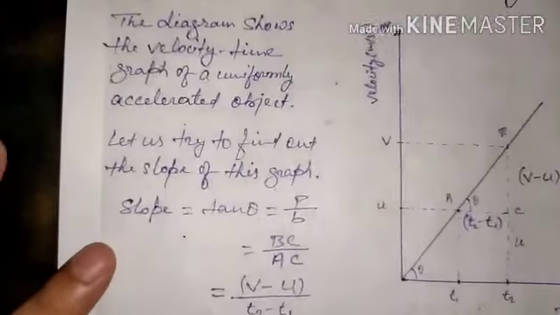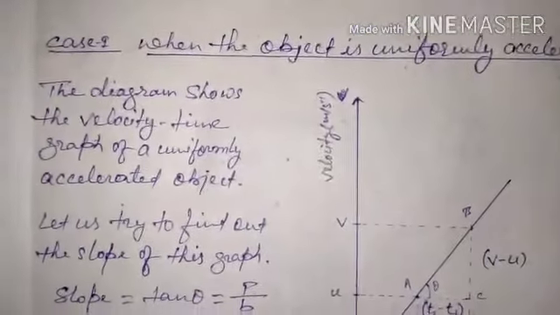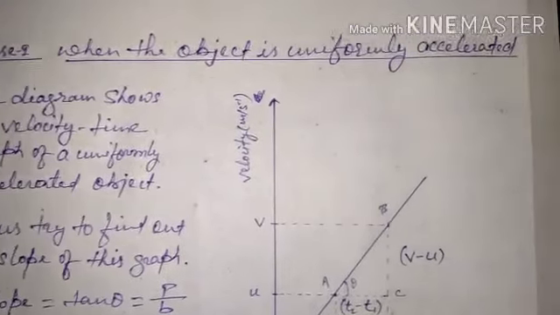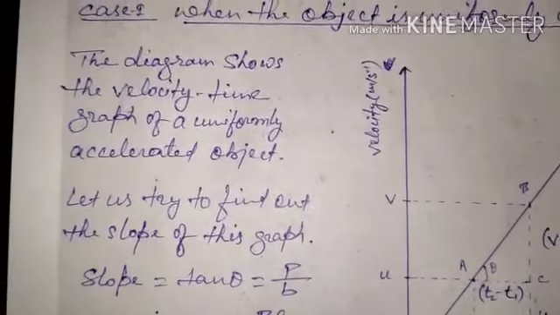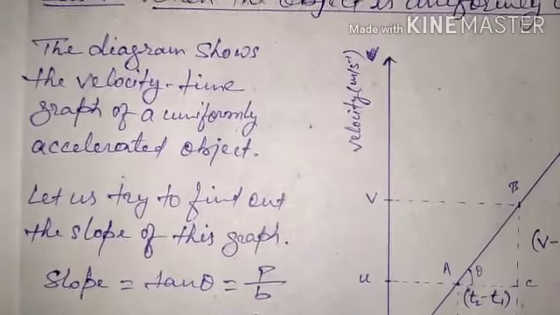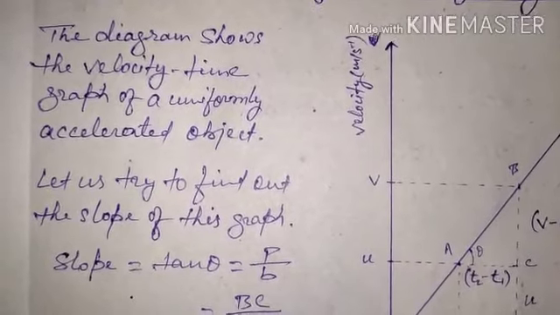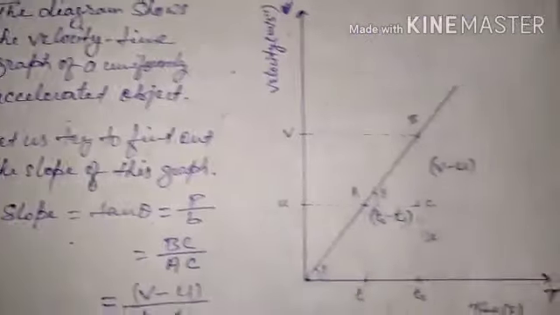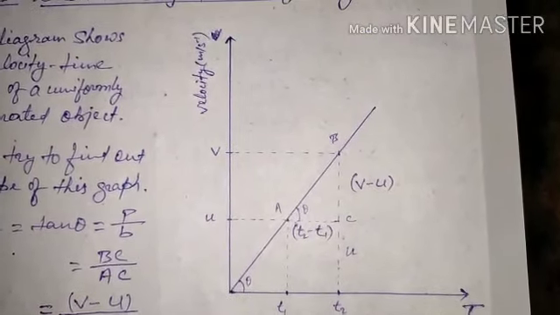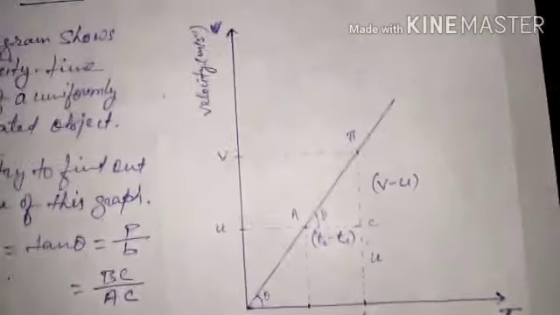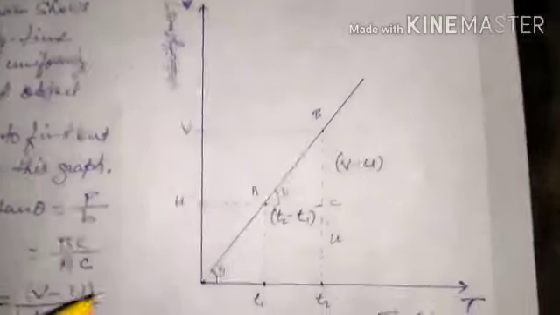So this is our first case, when the object is uniformly accelerated. Many things I'm going to discuss in this. The diagram shows the velocity time graph of a uniformly accelerated object. You can see the diagram. This diagram is showing the velocity time graph. It is a straight line passing through the origin.